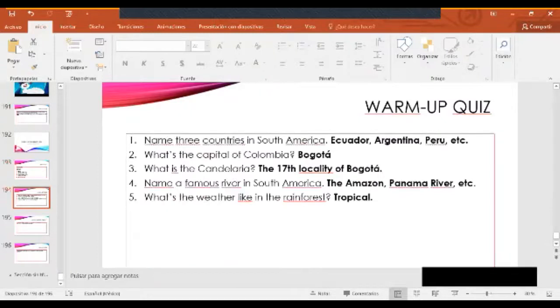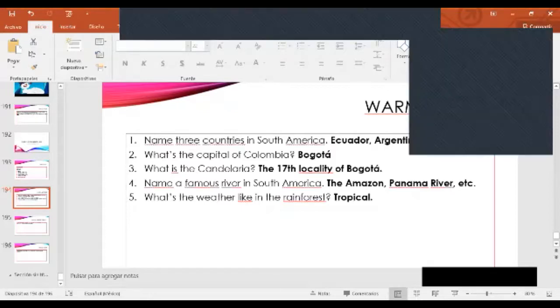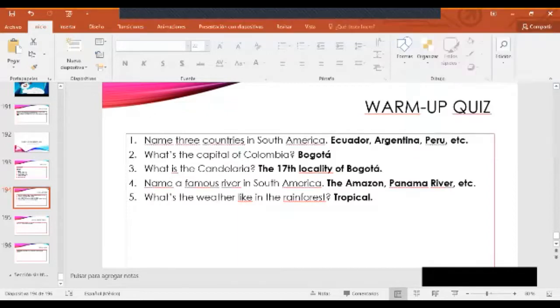Next activity, warm-up quiz. You are going to investigate the answers to each of these sentences. Number 1, name 3 countries in South America. Number 2, what's the capital of Colombia? Number 3, what is the Candelaria? Number 4, name a famous river in South America. And number 5, what's the weather like in the rainforest?